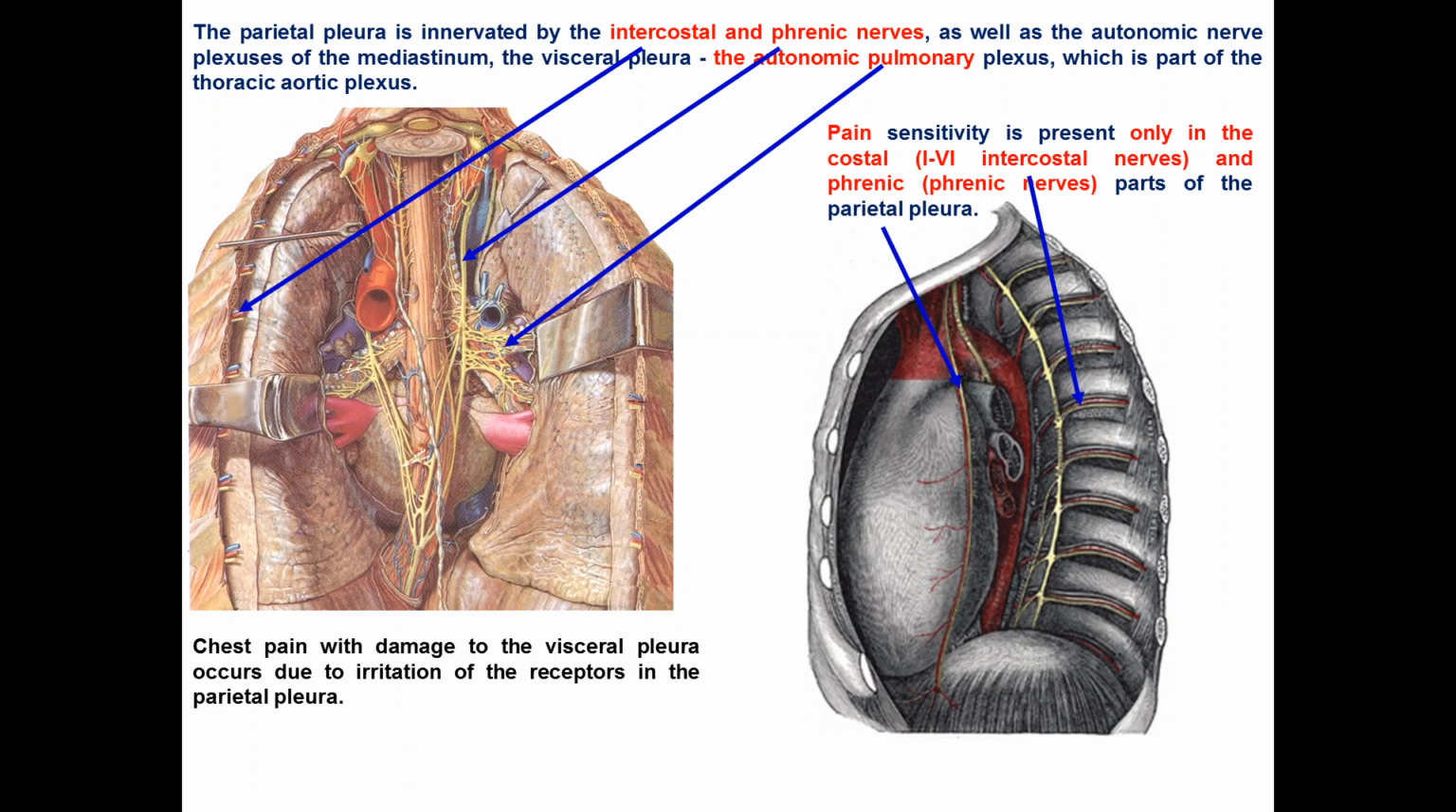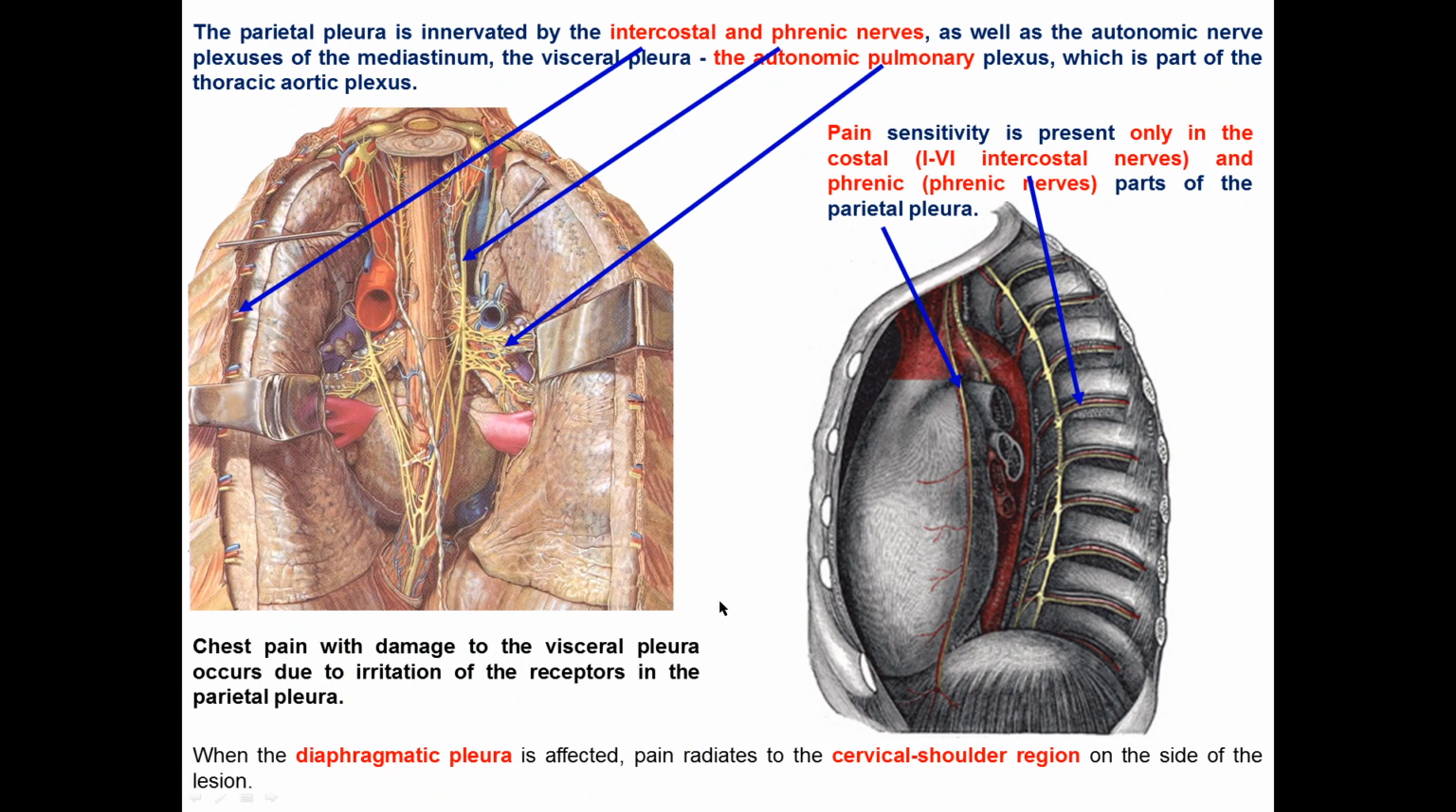Also, you should know, to understand the clinic, pain sensitivity is not present in the visceral pleura, but pain sensitivity is present in the parietal pleura. Also, you see, pain sensitivity is present only in the costal and phrenic or diaphragmatic part of the parietal pleura.